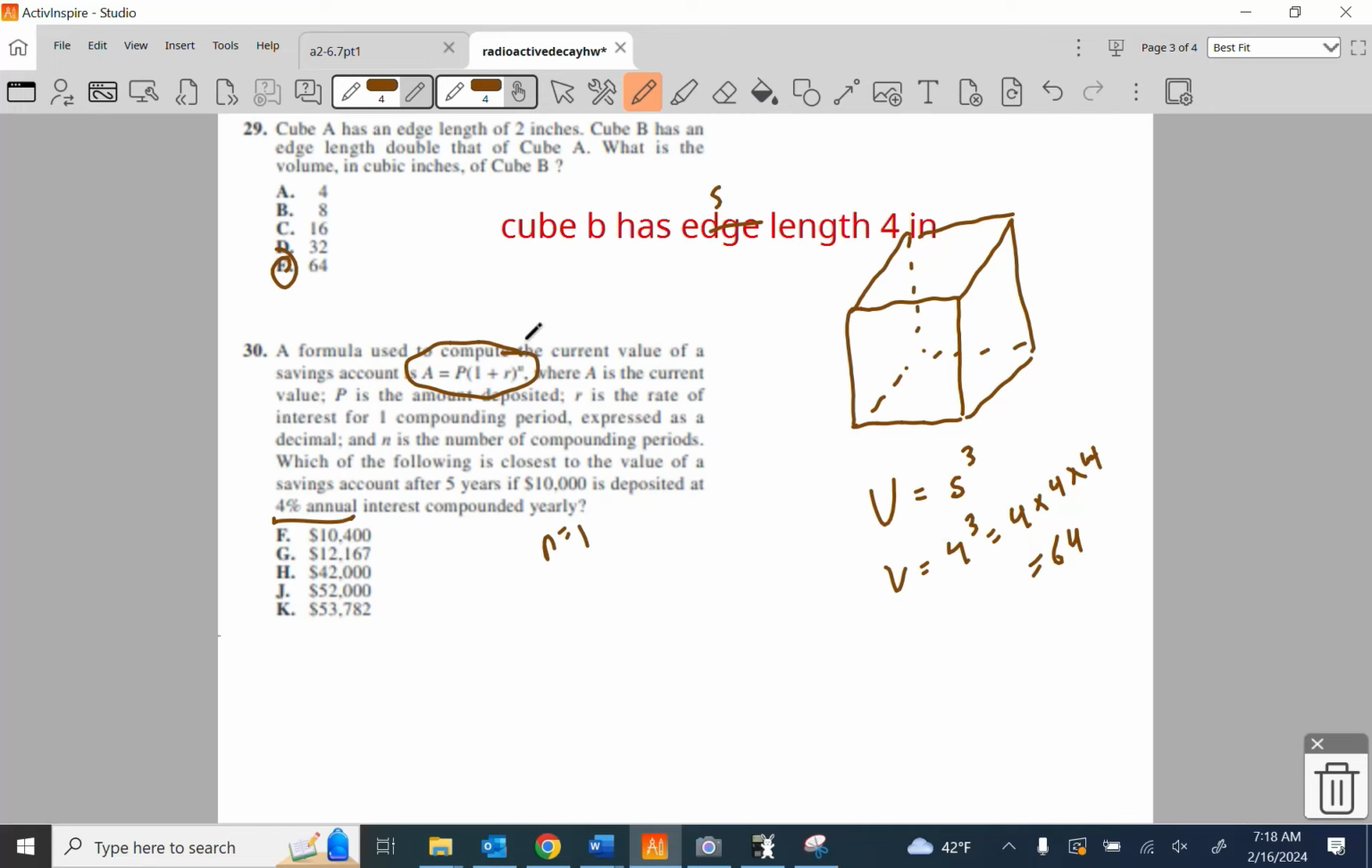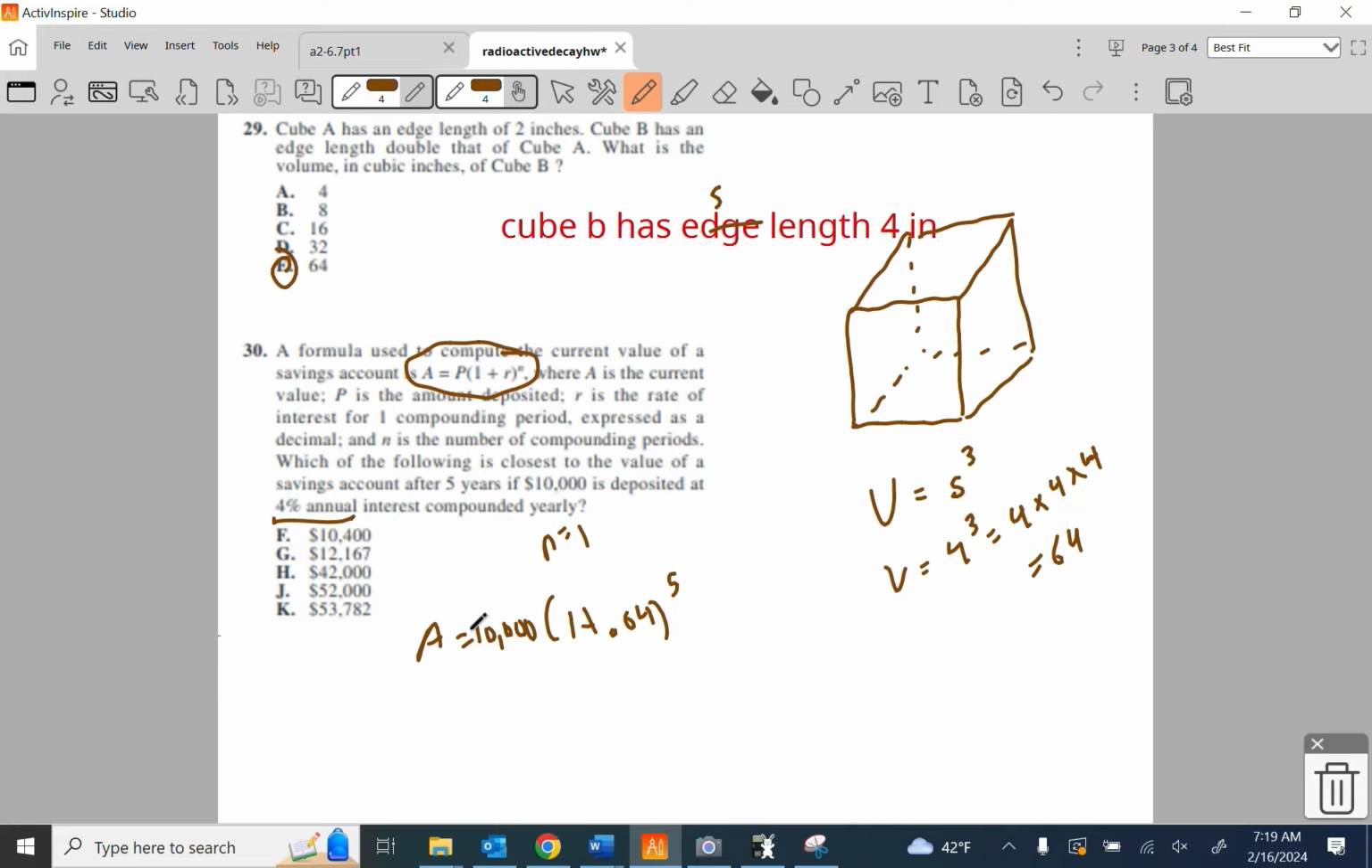I really can't see what's up there, but I'm going to assume it's T. But the amount after time is that principal times 1 plus R, 4%, 0.04 to the 5th power. I'm really surprised this was on there. I'm surprised they expect kids to be able to do this without technology.